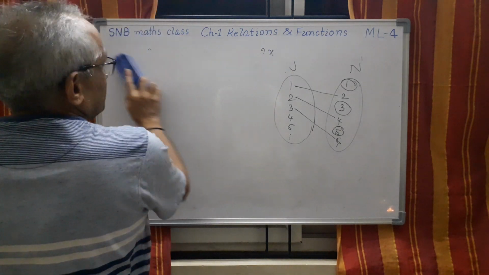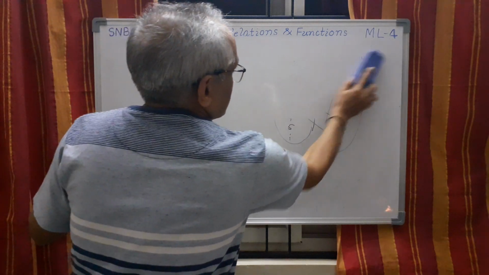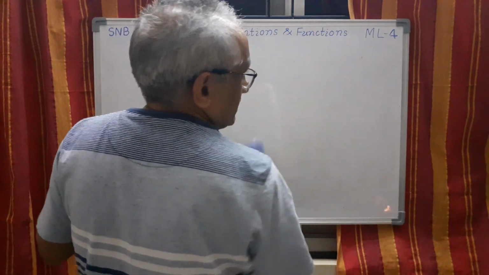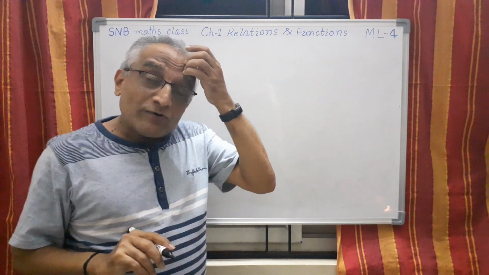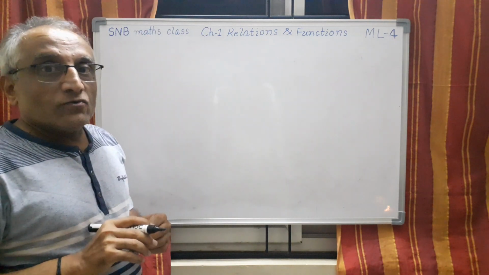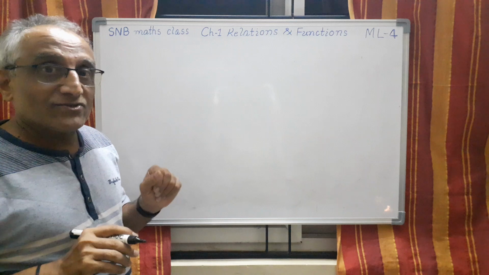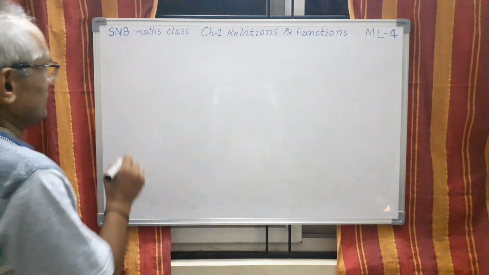So I think this much is sufficient to understand what you mean by one-one and what you mean by onto. Now let me give one example where we have to show that it is onto. So let me give one example.